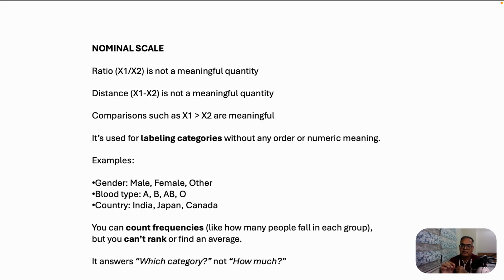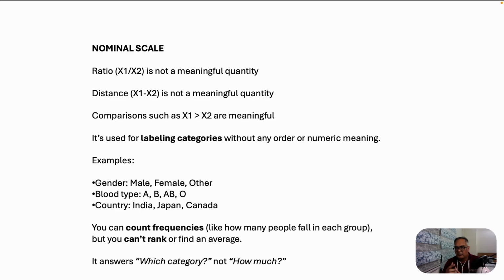So gender: male, female, other; blood type: A, B, AB, O; country: India, Japan, Canada, US, UK, whatever. Nobody is greater than another. There are no comparisons, no distance, no difference. It is obviously not a quantitative variable, and ratio is not a meaningful quantity. You can count frequencies, like how many males and how many females there are, how many have A blood group, how many have B blood group, but you cannot rank or find an average. You only answer which category, and not by how much.